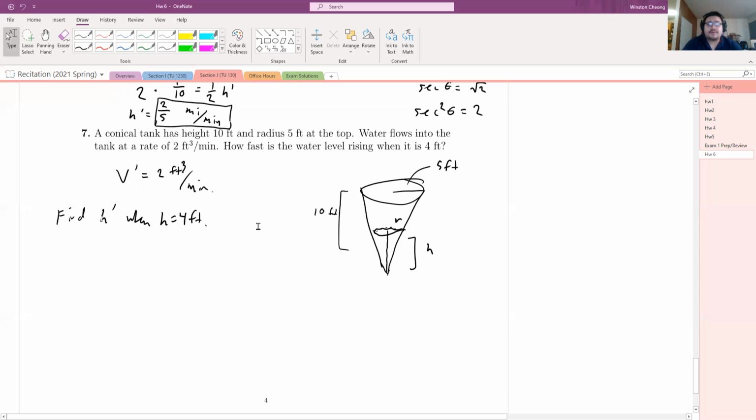So what should come to mind in terms of the equation that describes the system, you want to calculate the volume of the water. So you have to remember what is the volume of a cone, and it's going to be 1/3 pi r squared h.